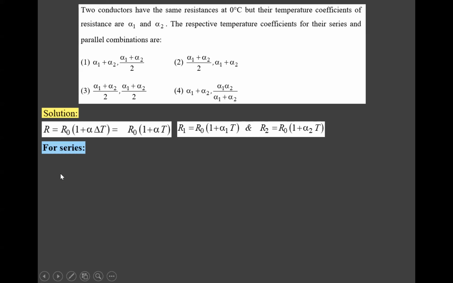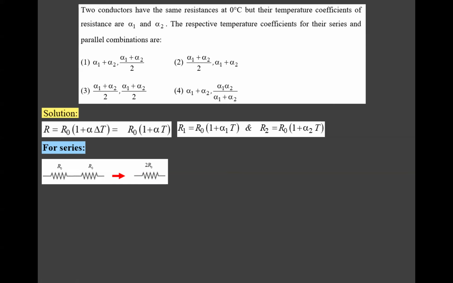Now in series combination, if we take the series combination of these two conductors, then their resultant resistance at 0 degree Celsius will be 2R0. At any temperature T, R equivalent is R1 plus R2. Also at temperature T, we can write R equivalent equal to the resistance at 0, that is 2R0, into (1 plus alpha equivalent into T). We want to find this alpha equivalent.